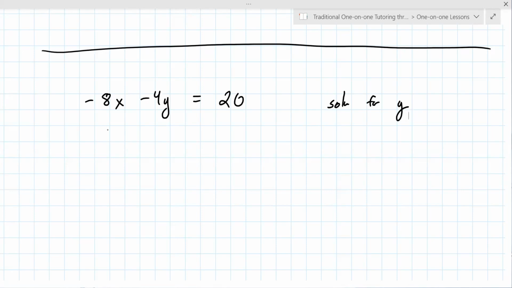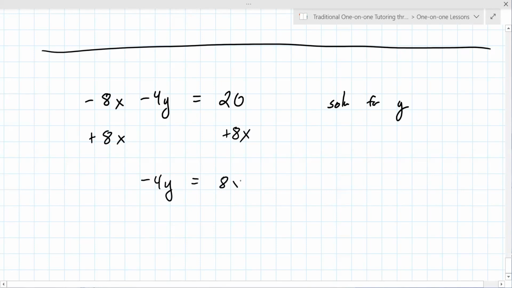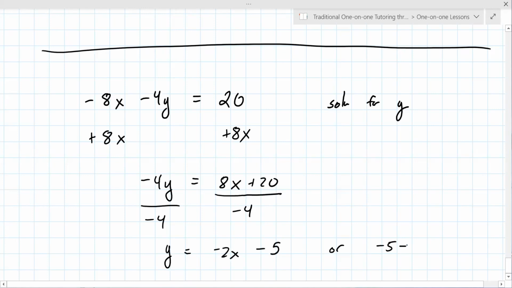Okay. So let me work it out here and you can follow and see if this matches your work as well. So minus 4y equals 8x plus 20 divided by negative 4. So we're dividing both of these by negative 4. So it's negative 2x minus 5. Or if you put minus 5 minus 2x, that would also be correct. Great, this is what I want to see. This is how it's going to be shown on the test.